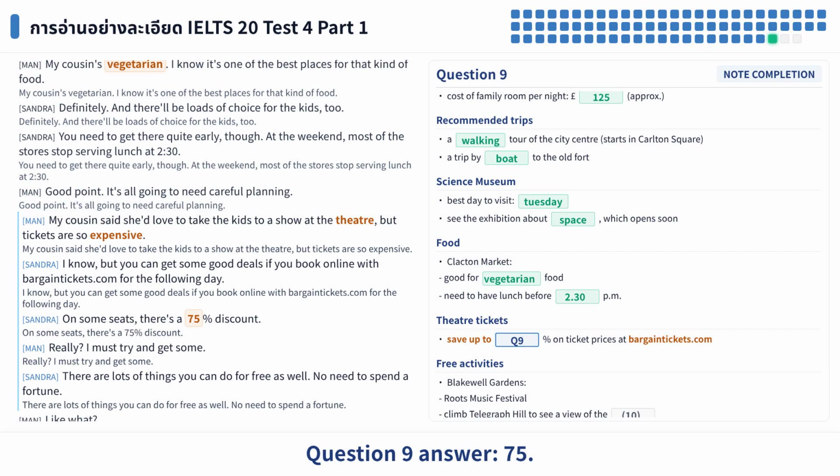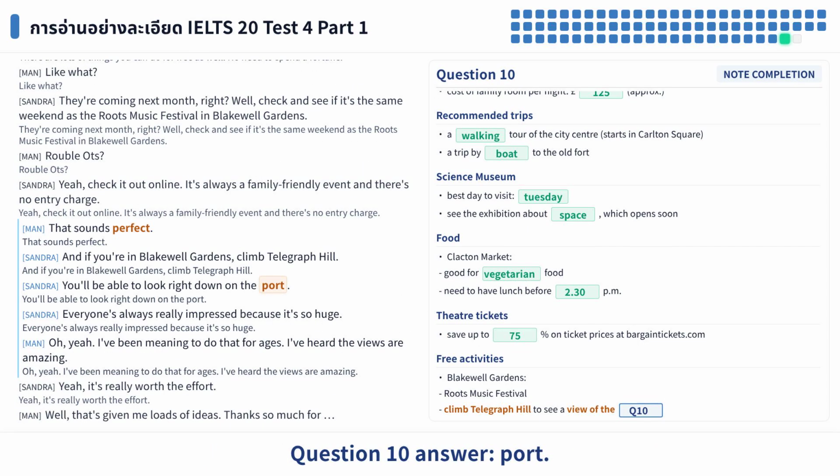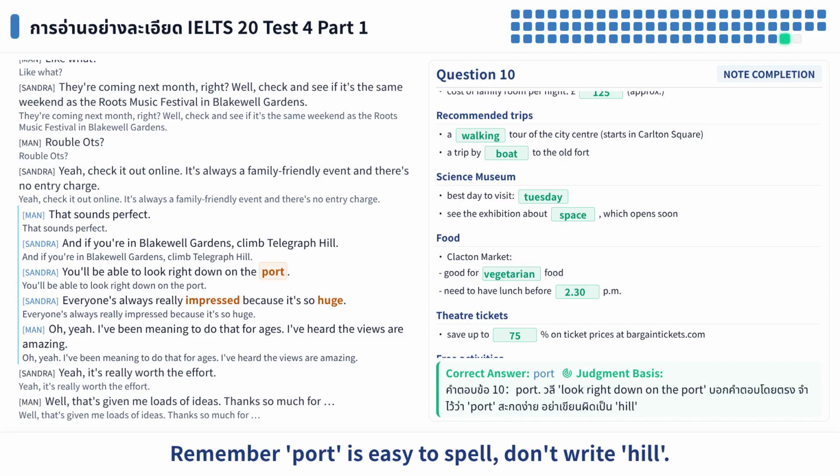Question 9 answer, 75. When you hear 75% discount, remember the question already has the percent sign, so just write 75. Question 10 answer, port. The phrase look right down on the port directly gives the answer. Remember, port is easy to spell, don't write hill.